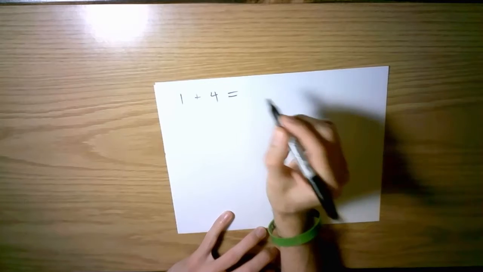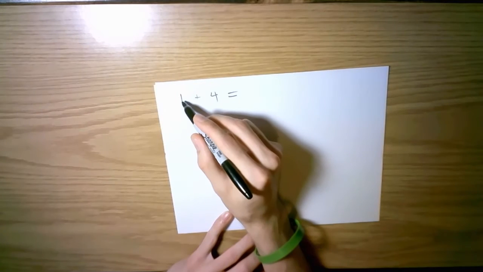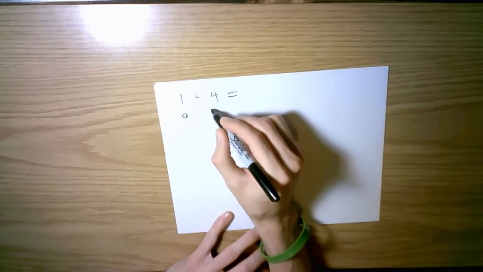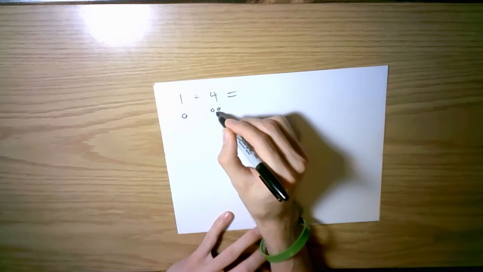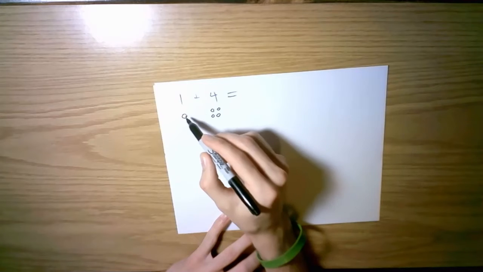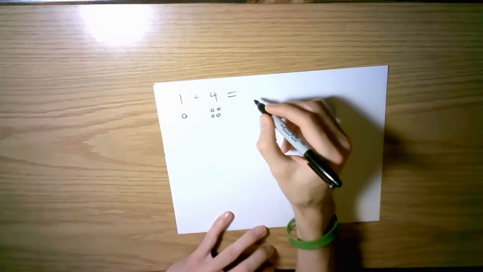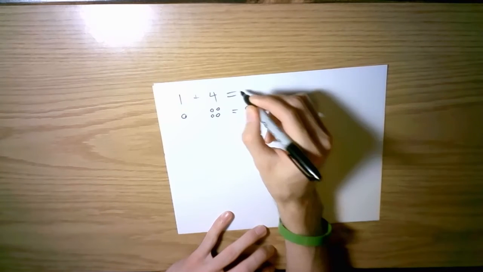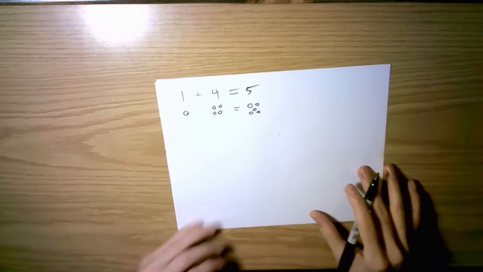If you want to break this down and simplify it, you can break this into one object. Let's do one circle and 4 circles for 4. And then you can simply count the number of circles. 1, 2, 3, 4, 5. So that means you have 5 circles, and the answer is 5. So that's how adding works.